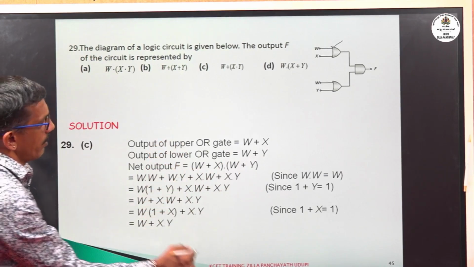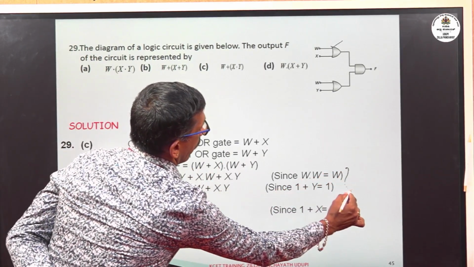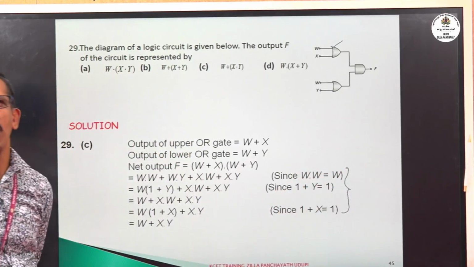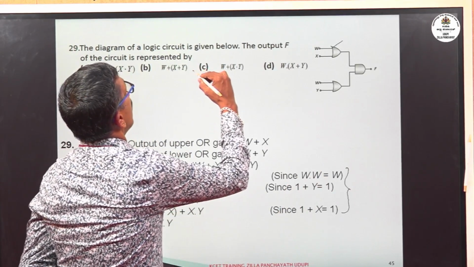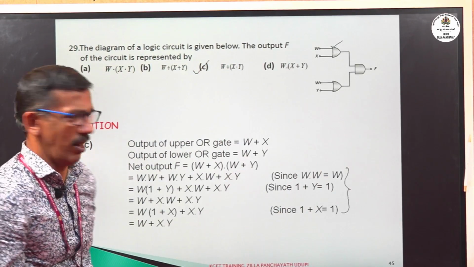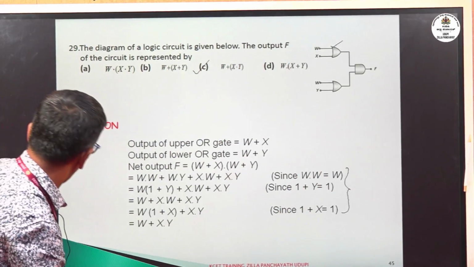On simplification, using these properties, we get W plus X into Y. Option C is the right answer. Now we move on to question number 30.